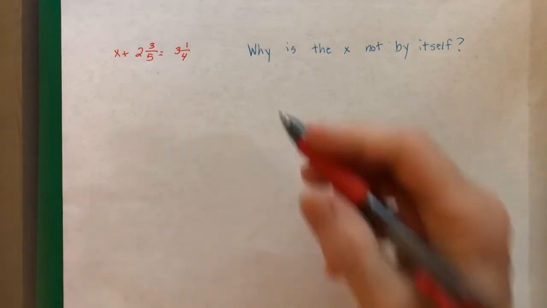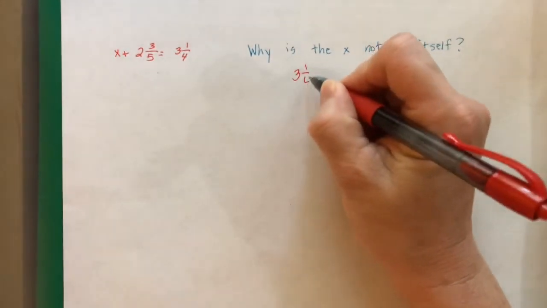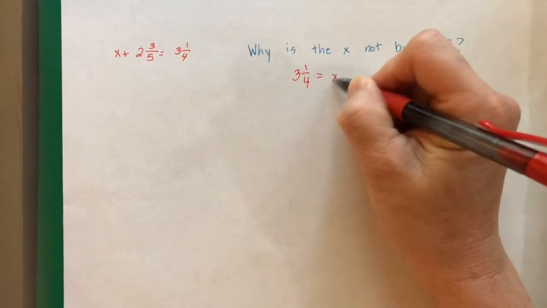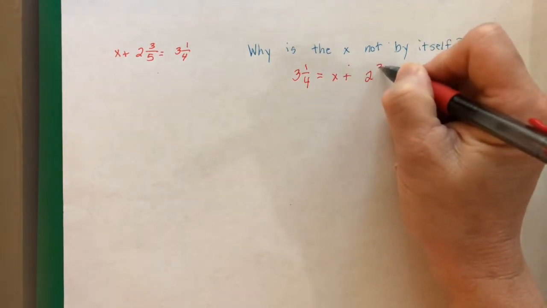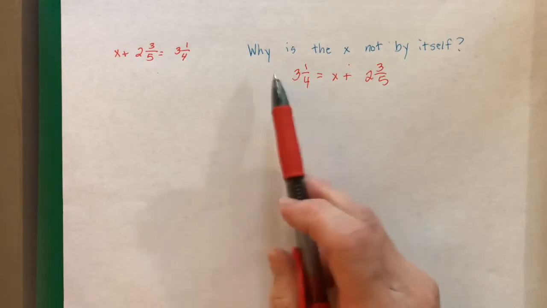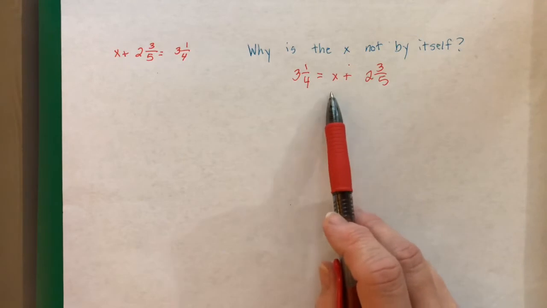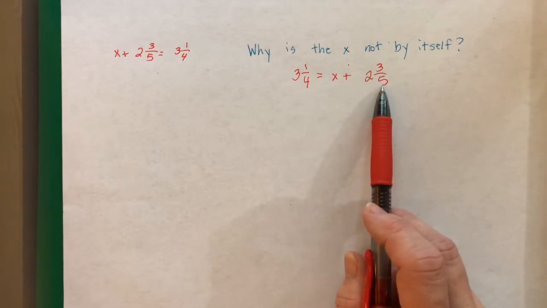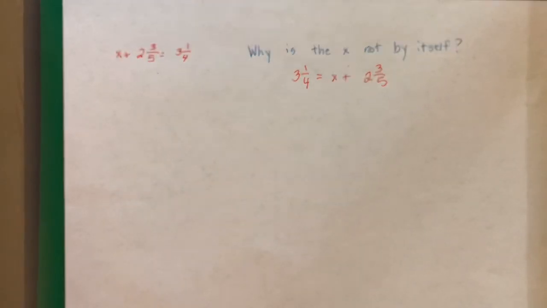Now, remember that it doesn't matter how we write this equation. If it were written like this, 3 1/4 equals x plus 2 3/5, we wouldn't subtract 3 1/4 from both sides just because it's over here. We would still say, why is the x not by itself? It's not by itself because you're adding 2 3/5 to it. So we are going to subtract 2 3/5 from both sides, okay?